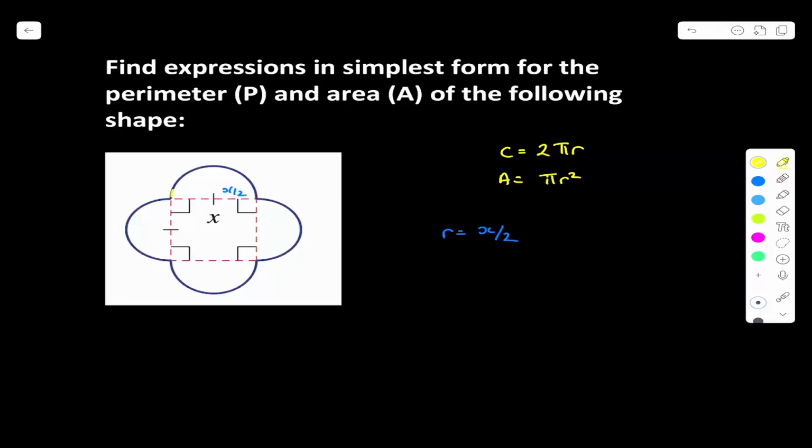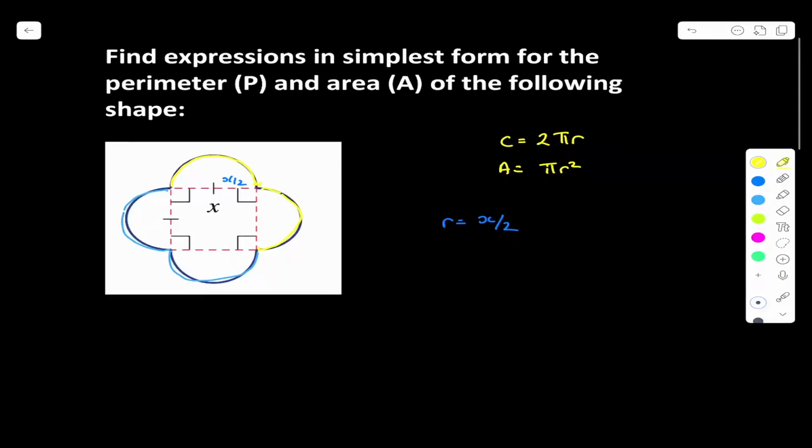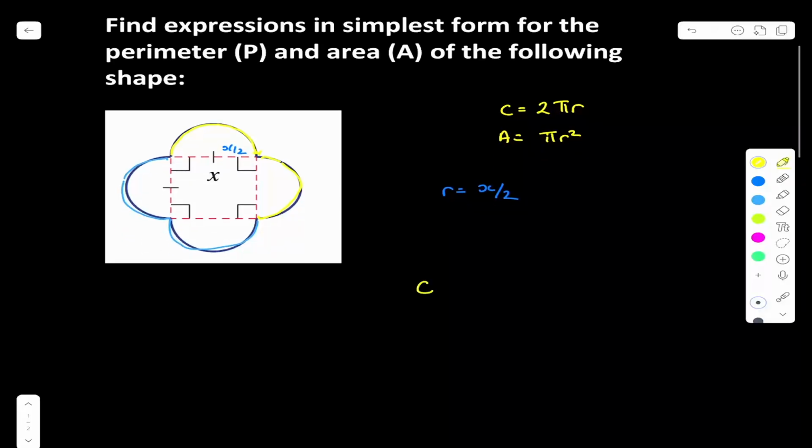So let's work out the perimeter first. We've got half a circle, and then another half a circle, which makes a whole circle. And then we've got another half a circle and another half a circle, which makes another whole. So in total, we've got 2 circles. The circumference is given by 2 pi r, and the fact that we've got 1 circle, 2 circles, we're just going to multiply it by 2.